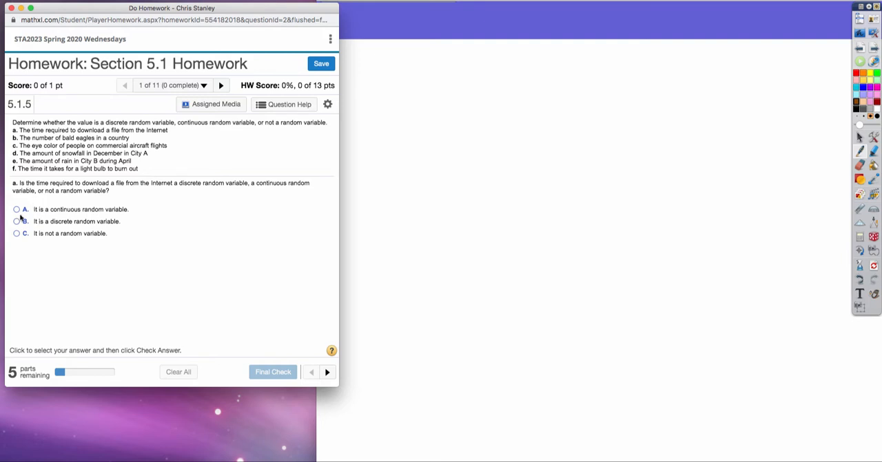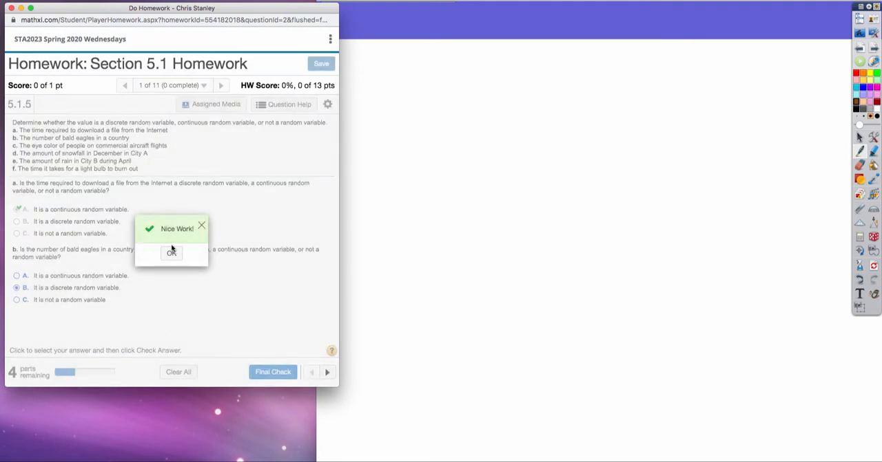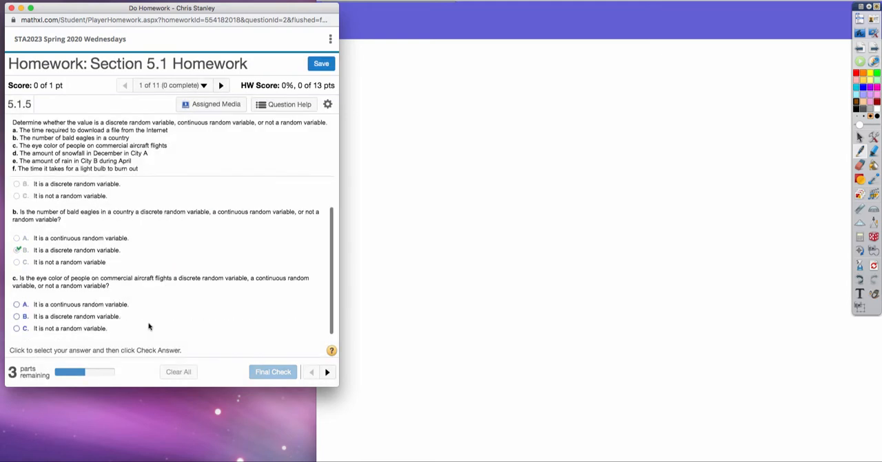Time is definitely continuous. Maybe they'll make us do either one. Time could be any number in a certain interval. Okay, number of bald eagles in a country, that has to be discrete because there can't be like a half. Eye color is not numerical, so we don't consider that a random variable.